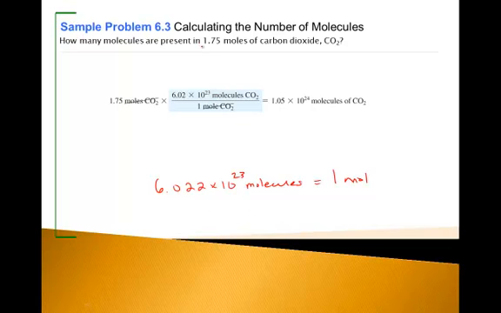So I start out with the 1.75 moles that I was given. I need moles on the bottom, so I put 1 mole on the bottom and Avogadro's number on the top. So I take 1.75 times Avogadro's number, and that would tell me the number of molecules. And I have 3 significant figures.